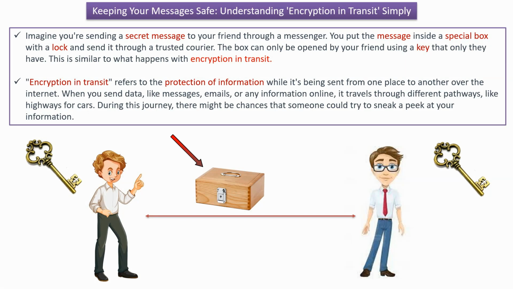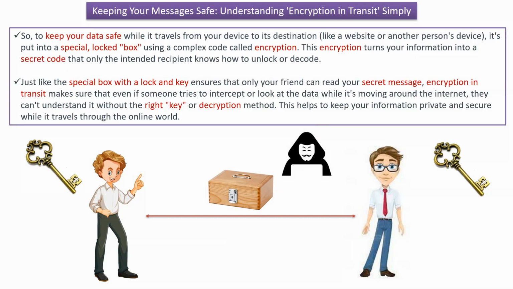Encryption in transit refers to the protection of information while it is being sent from one place to another over the internet. When you send data like messages, emails, or any other information online, it travels through different pathways like highways for cars. During this journey, there might be chances that someone could try to sneak a peek at your information. So we need to keep your data safe while it travels from your device to its destination. The destination can be a website or another person's device.